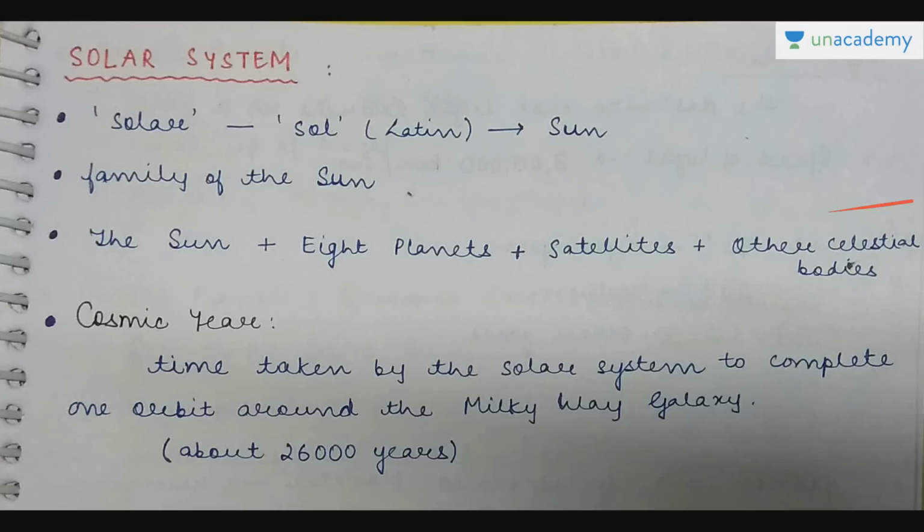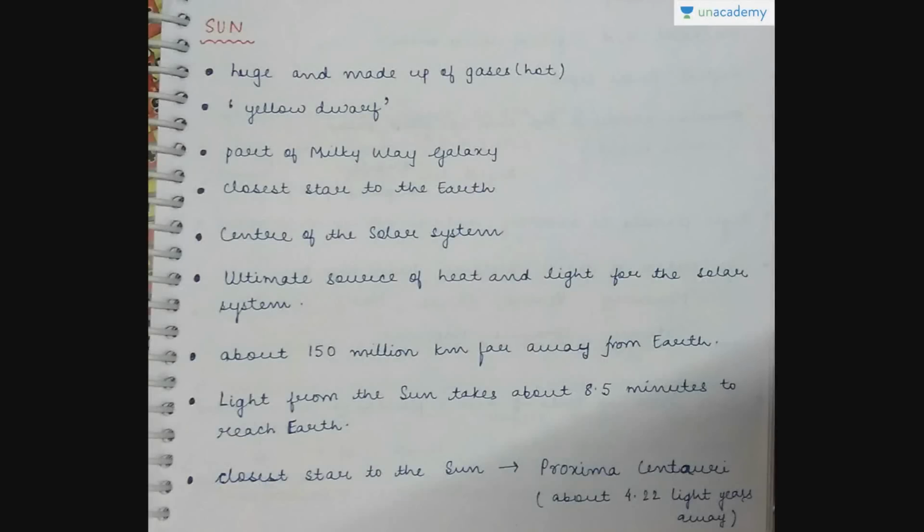The time the solar system takes to orbit around the galaxy, the Milky Way galaxy, we have seen that it is a part of the Milky Way galaxy. So the time it takes to orbit around this Milky Way galaxy is known as the cosmic year, which is about 26,000 years.